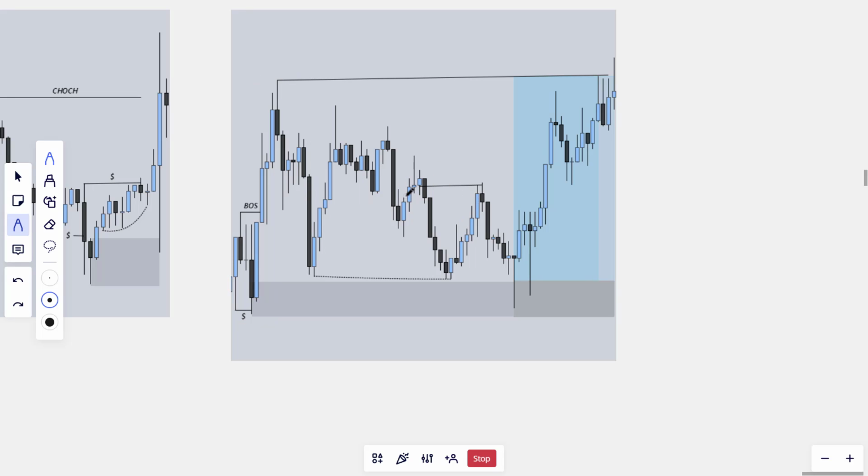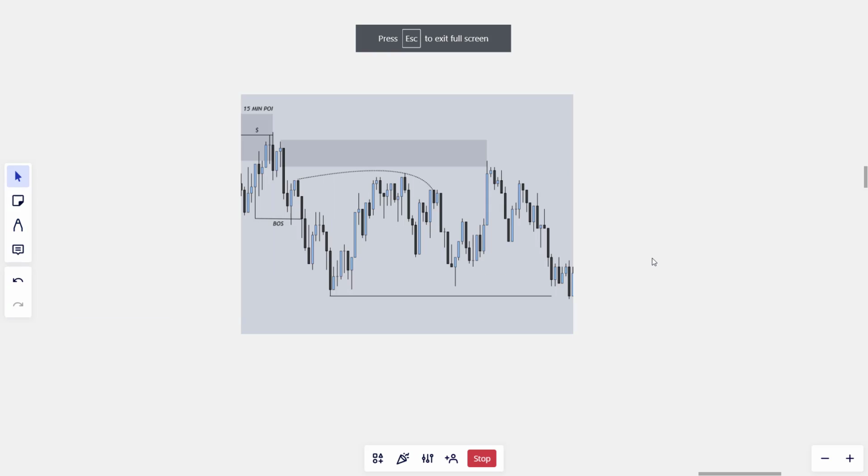So price comes back down, purged the old lows, taps into this 50% of the order block to then clear the range high. So this was another type of our entry. And then another type of our entries is right here.